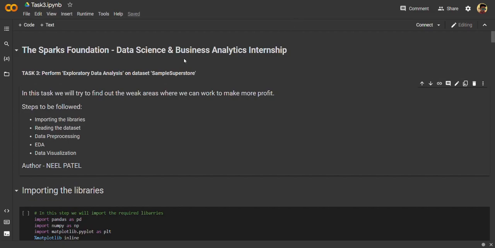Today I've been given a task, which is task 3: perform exploratory data analysis on the dataset, which is Sample Superstore. So I need to find out what the weak areas are and how we can maximize our profit. The steps followed are importing the libraries, reading the dataset, pre-processing, exploratory data analysis and data visualization, and finally there will be a conclusion given.